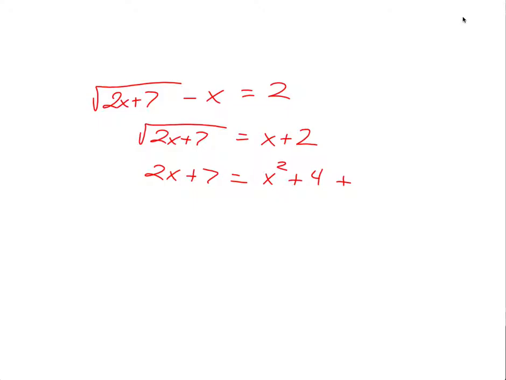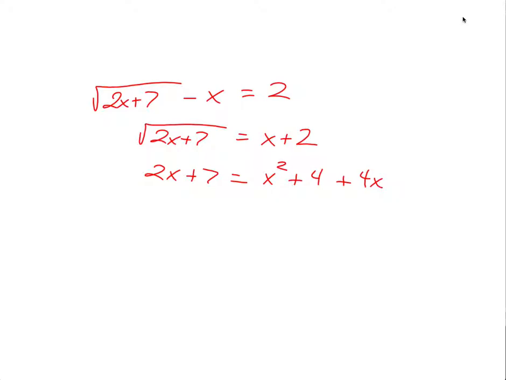I already squared both of them, so I wanted to know what's my third term. Say it in non-mathematical terms. Multiply your first term and your second term, and double it. So x times 2 is 2x. If I double 2x, I get 4x. Okay, so that's how I get my trinomial.